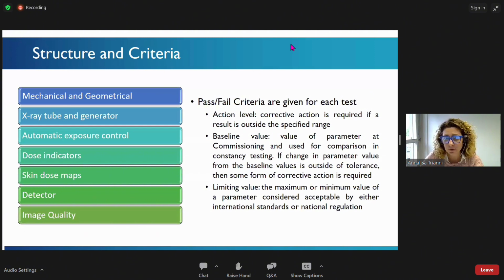The idea is to have pass-fail criteria for each test. That doesn't mean pass and fail criteria exist in absolute terms. So action levels are present only if available from the manufacturer or in the literature. But mostly we set some pass-fail criteria based on the baseline values that we acquired during the commissioning. So if there is a huge change of the parameters from the commissioning, so from the baseline, then some type of corrective action is required under the judgment of the medical physicist.